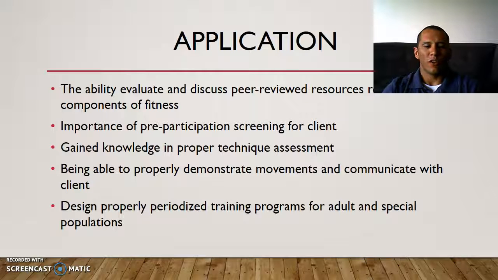All right, so far in this course, I definitely learned the importance of the ability to evaluate and discuss peer-reviewed sources related to components of fitness online. It was not easy at first, but I definitely got the hang of it. Also learned the importance of pre-participation screening for clients at any age. Very important to make sure they're in the right health before they get started in the program. Being able to properly demonstrate the movements and communicate with the client is extremely important. And through this course, I was able to design properly periodized training programs for adults.